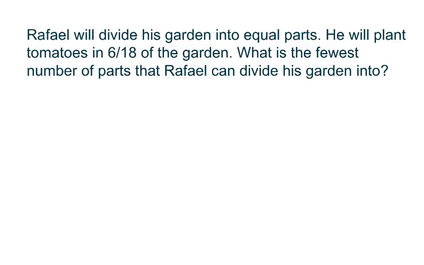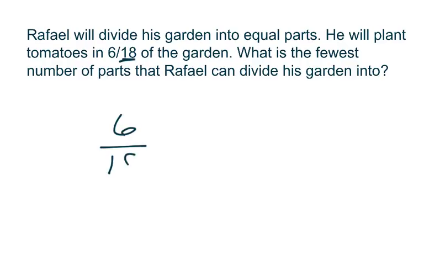Let me ask you this question first. What does the number of parts represent? What am I talking about? The fewest number of parts that Raphael can divide his garden into. When I want to find the fewest number of parts, I'm not talking about the fewest number of parts of tomatoes, I'm talking about the whole garden. So in this case, I need to know the fewest number of parts of my denominator.